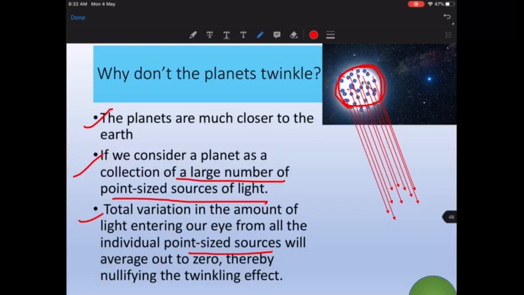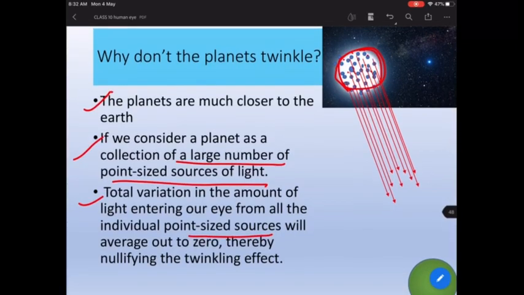Because the more the distance, the more the number of layers you have and the more twinkling effect you will have, right? The more atmospheric refraction you will have. Correct? So that is the reason why planets do not twinkle.